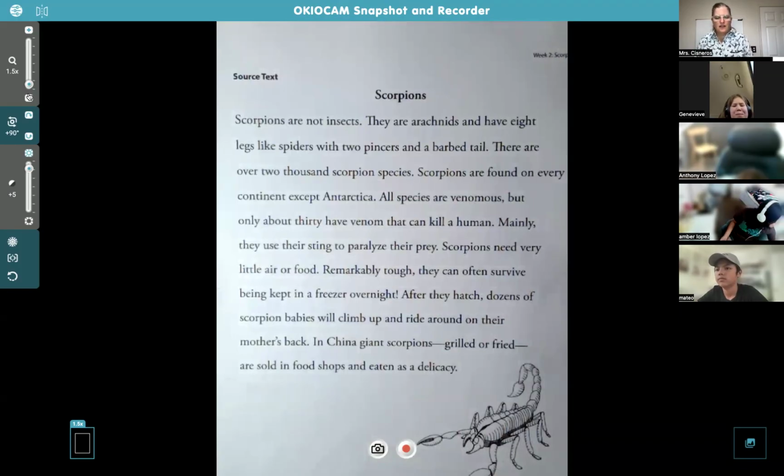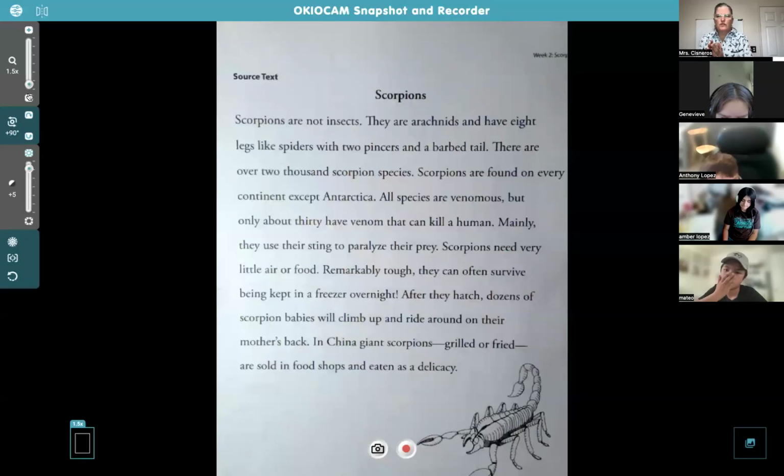Have you ever seen a sucker with a scorpion inside of it before? They have those at Mexican grocery stores or in Mexico. I think they eat those.